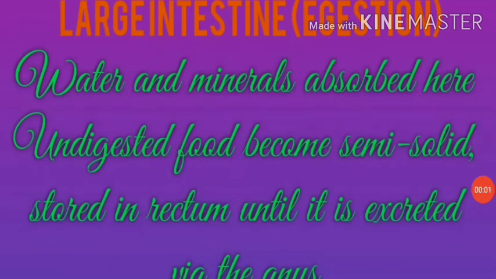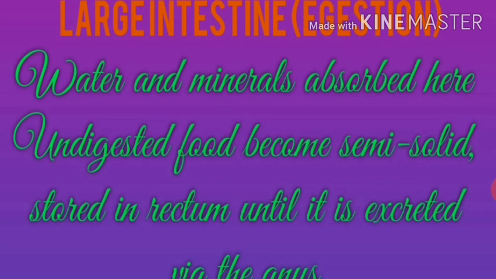So let's talk about the final stage of our digestive system, that is the large intestine, because egestion takes place here. And what is egestion? Elimination of undigested food particles from our body.